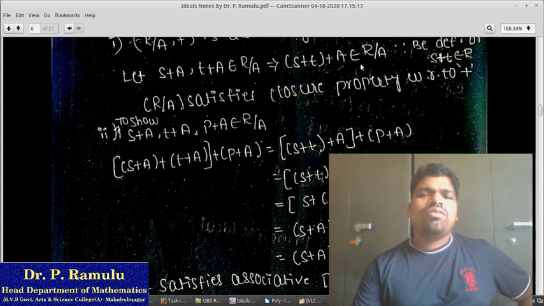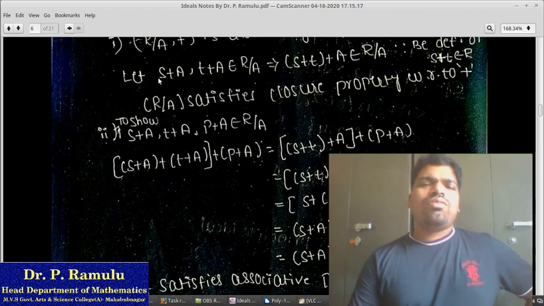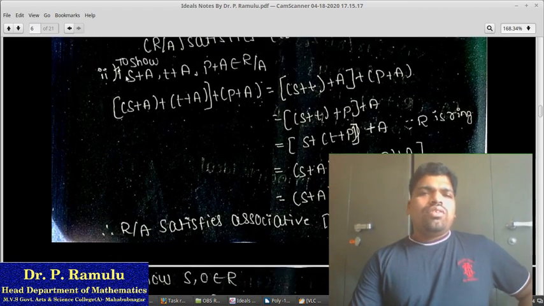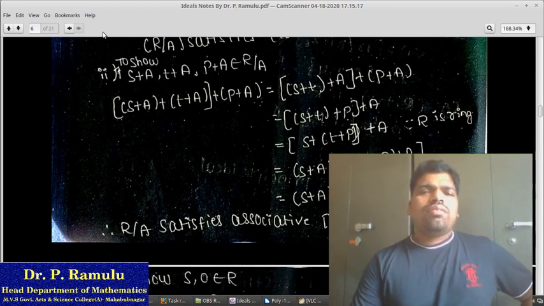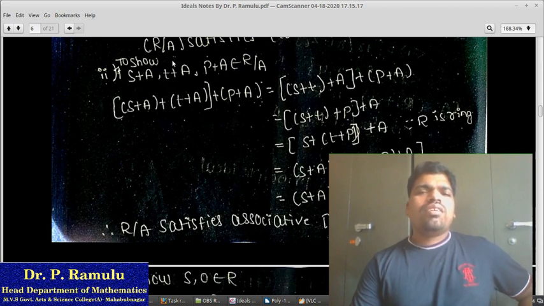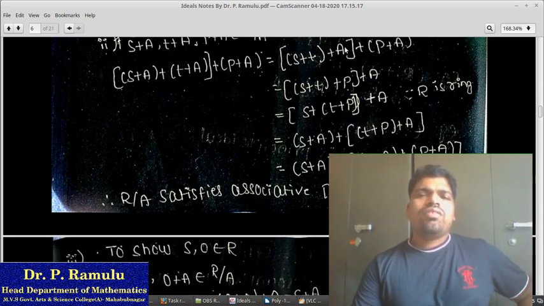By hypothesis, it holds by definition. To show associative property, I take three elements s plus a, t plus a, p plus a belonging to R by A. So (s plus a plus t plus a) plus (p plus a) equals s plus t plus a plus p plus a.